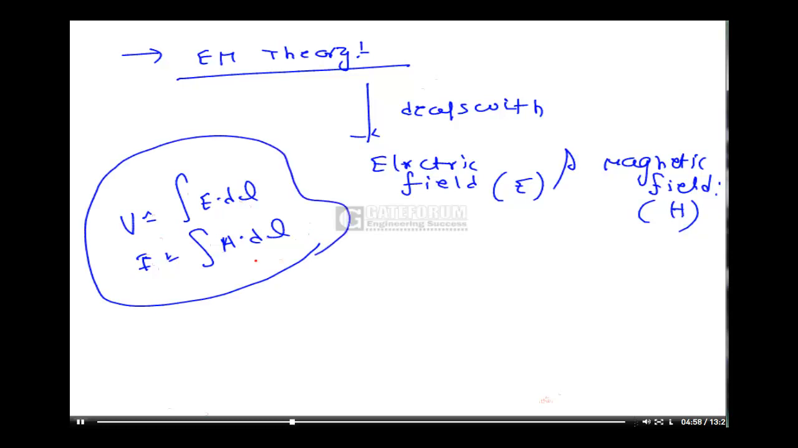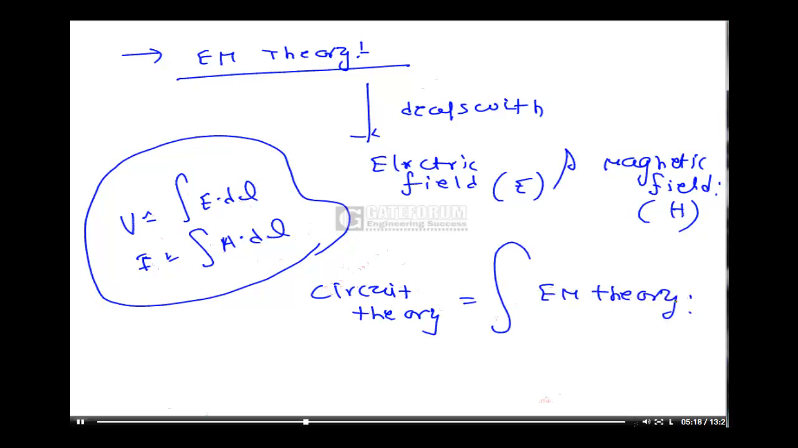So they are interrelated, that is, both circuit theory and EM theory are interrelated. So we can say that circuit theory is nothing but the integrated effect of EM theory. That is, both voltages and currents are the integrated effect of E and H.